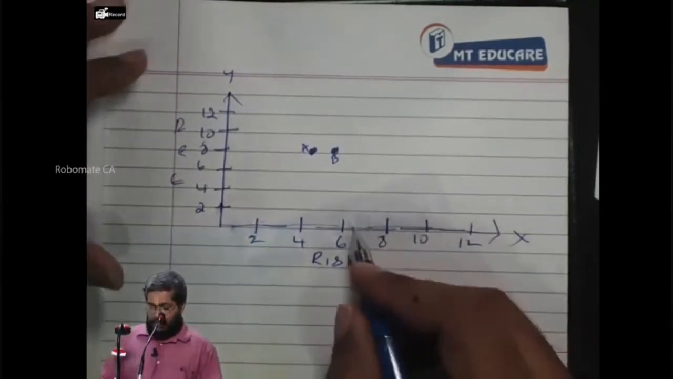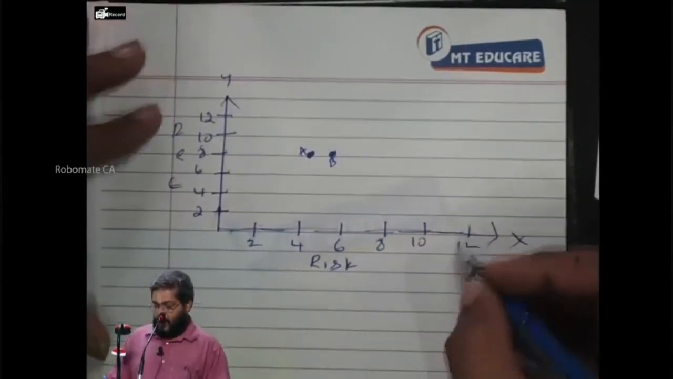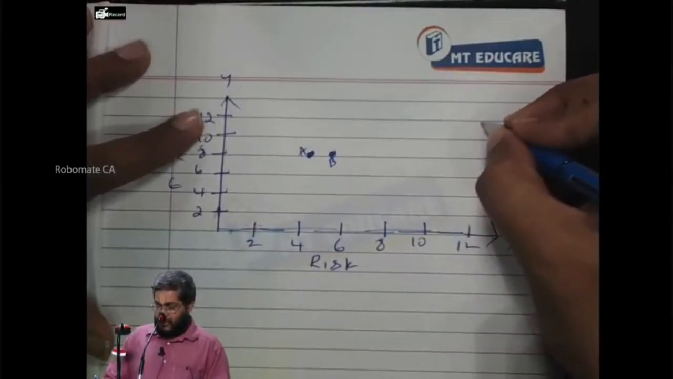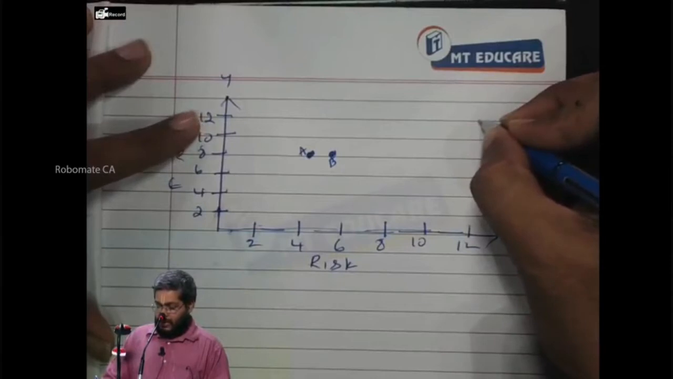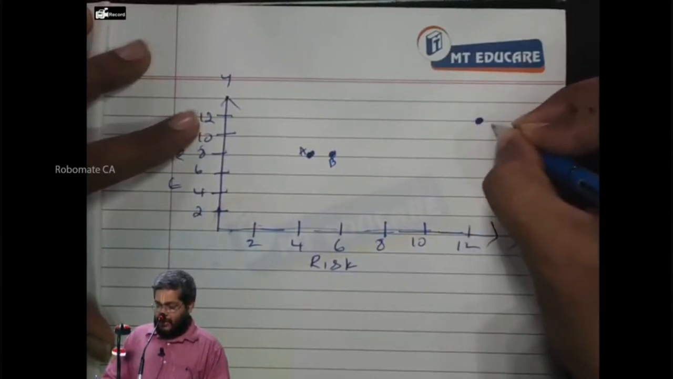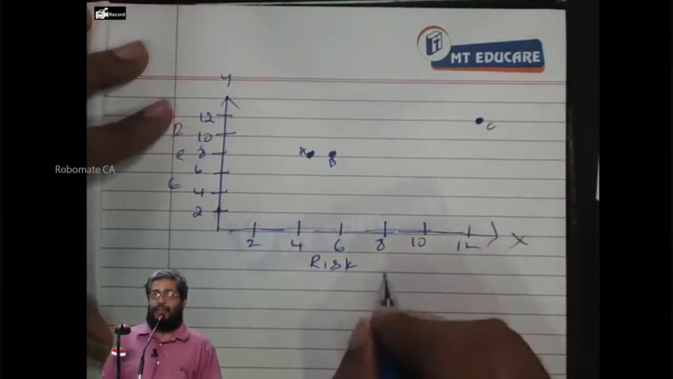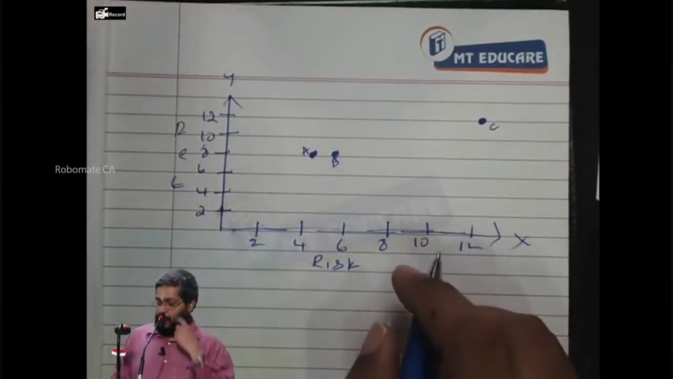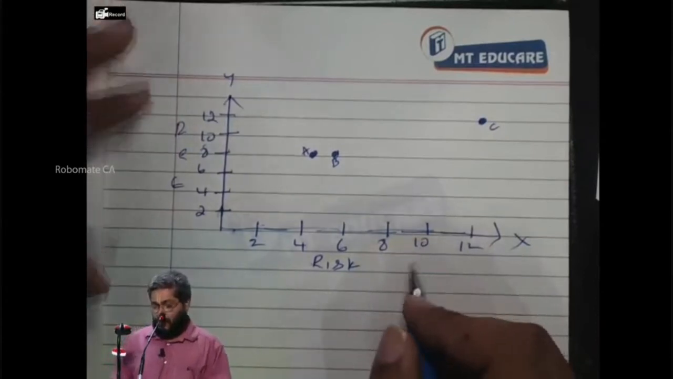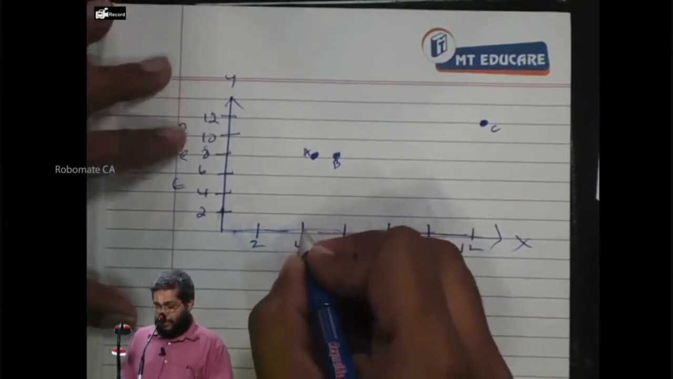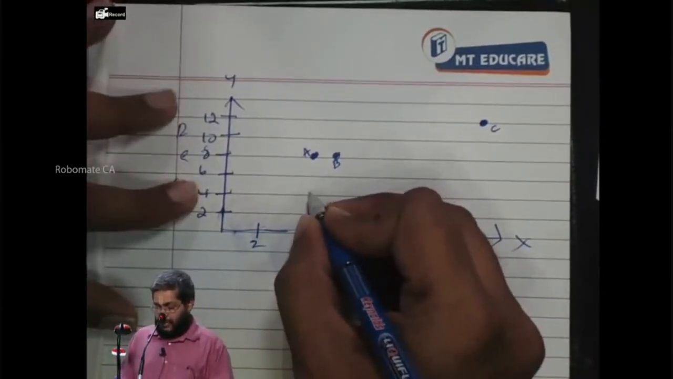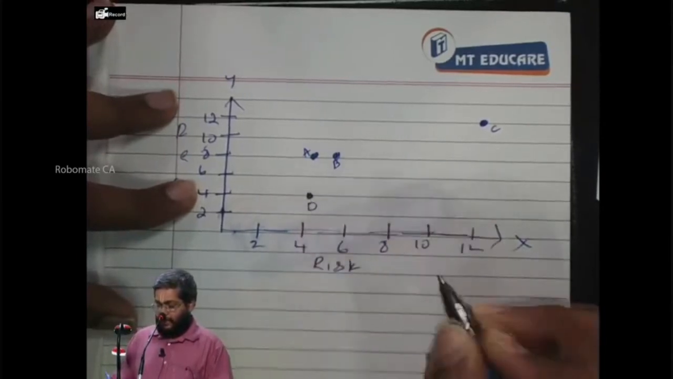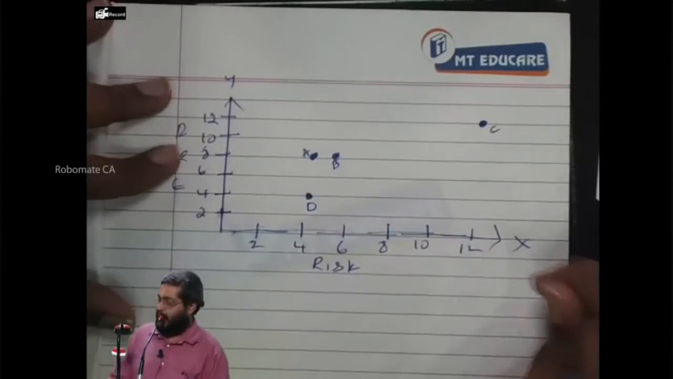Next. Come to see, it is giving 12% return for a 12% risk. So this is 12, 12. This is going to be security C. Now, D gives you 4% return, 4% risk. This is 4% risk and this is 4% return. We mark this as security D.